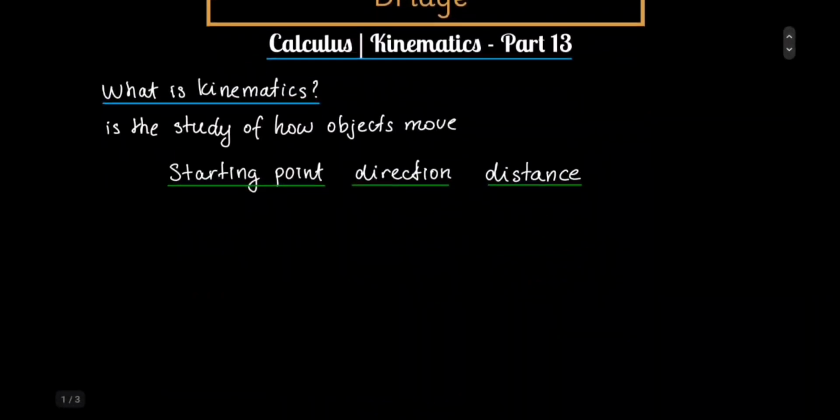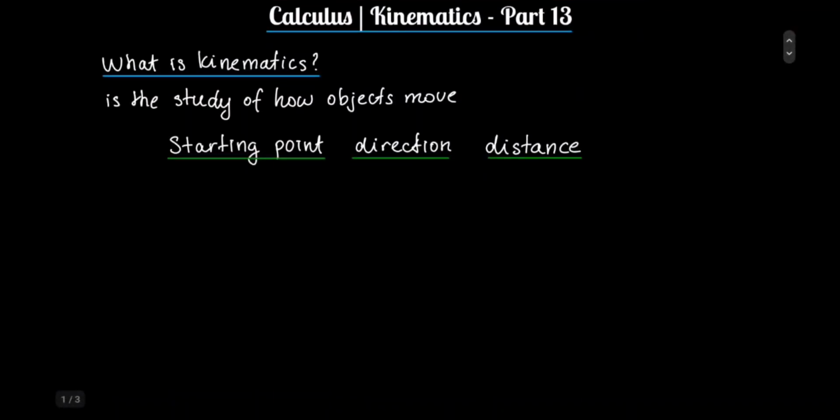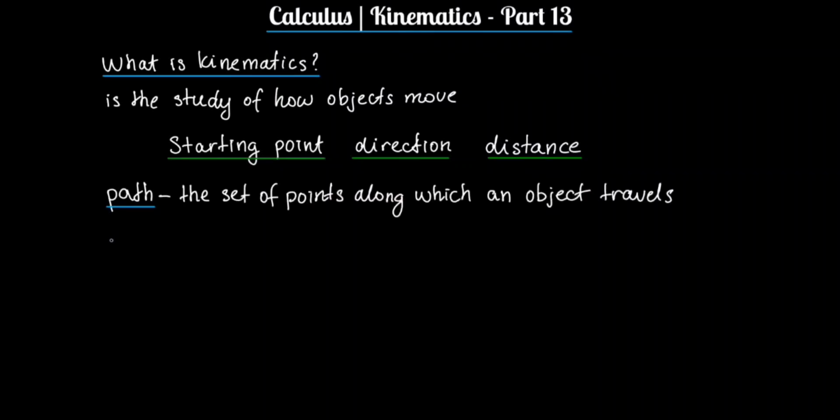Now, let's dive a little bit deeper into the specific terminology, starting with the word path. Path is the set of points along which an object travels. After that, we have distance. Now, distance is defined by a particle. It's the length of the path between the particle and its starting point.